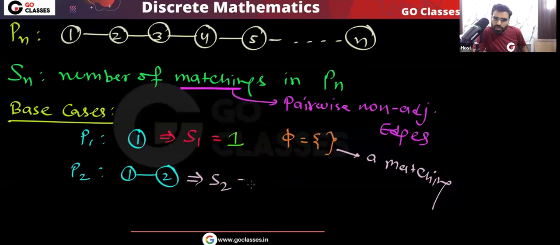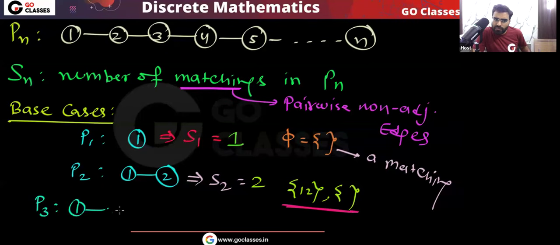What about S2? The number of matchings in the path graph on two vertices. Here I can create a total of 2 matchings. I can take this edge 1, 2, and that will be a matching. Or if I don't take any edge, then this empty set will be a matching. So these are the 2 matchings I can create in this P2. Very simple.